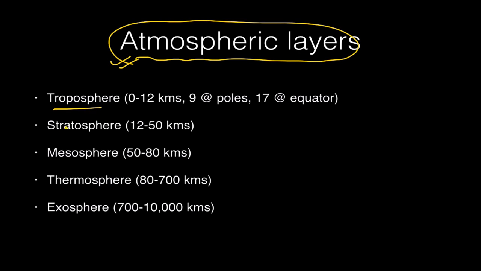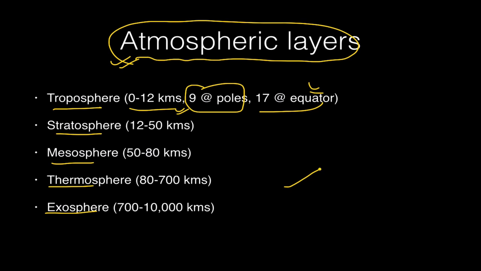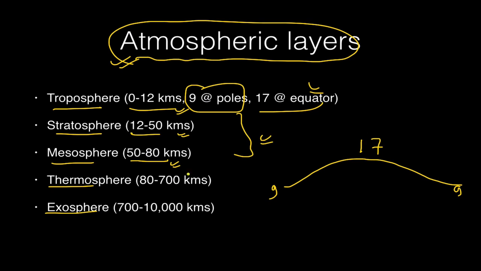So it starts with troposphere, stratosphere, mesosphere, thermosphere and exosphere. So basically it is 0 to 12 kilometers, which is 9 at the poles and 17 at the equator. So it goes something like this. This is the tropopause. The stratosphere is from 12 to 50, mesosphere from 50 to 80. So these three layers are just up to 100 kilometers only, and then comes thermosphere and exosphere. So this is how the atmosphere is divided.